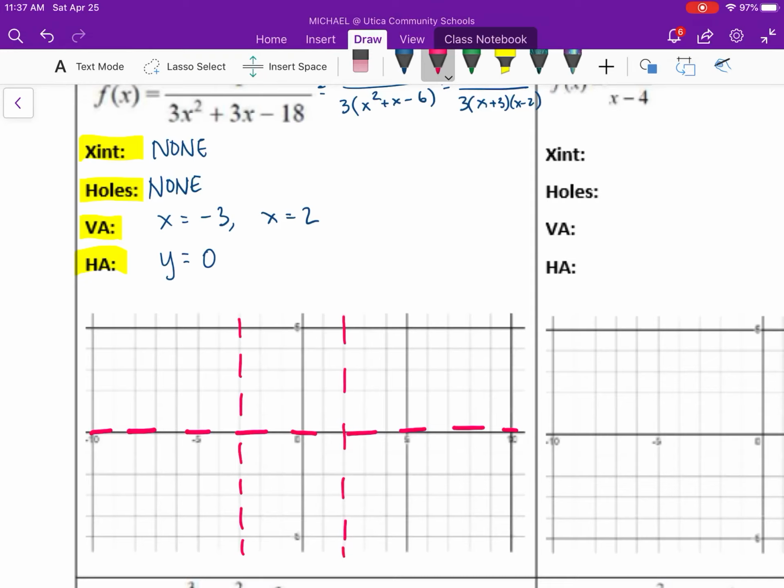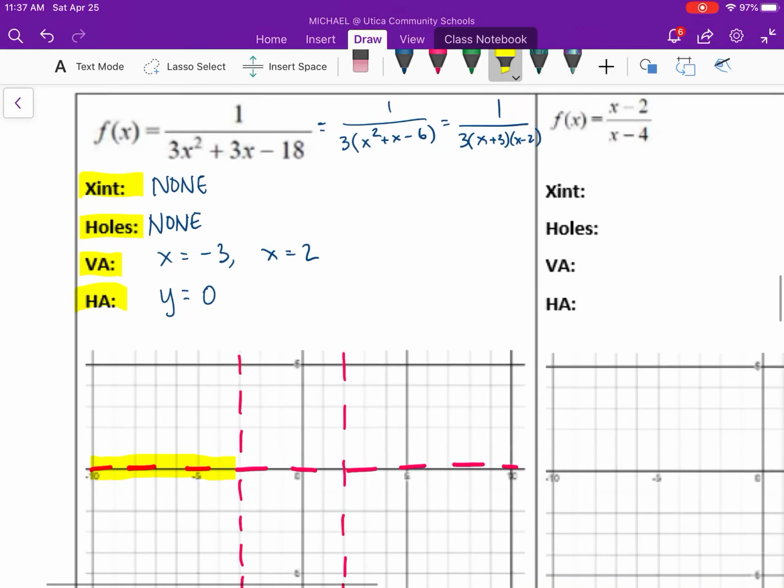So what you're going to want to do is test a point in each one of these sections, and that's going to help you decide if the graph is above the x-axis or below the x-axis, or below the horizontal asymptote. Looking in this section here, I'm going to choose a point like -5 and plug it into this equation, because that's going to tell me positives and negatives.